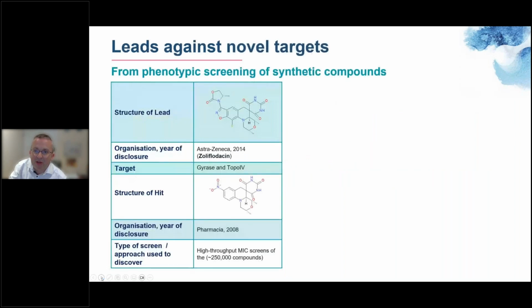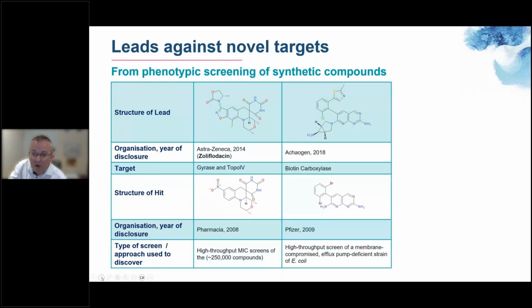Okay, but what about screening against novel targets today, and finding leads with novel mechanisms of action to address resistance? So the compound there on the top is zoliflodacin, for which GARDP recently reported successful phase 3 clinical trials. But the original hit came from a phenotypic screening, again from Pharmacia, of their extensive compound library to give this hit compound there, this nitroaromatic, which was much optimized to deliver zoliflodacin, originally disclosed from AstraZeneca.